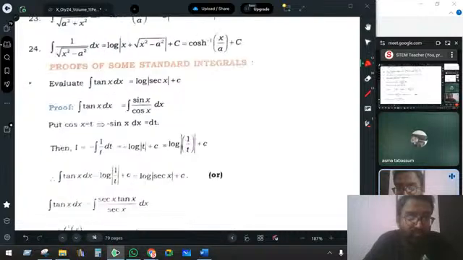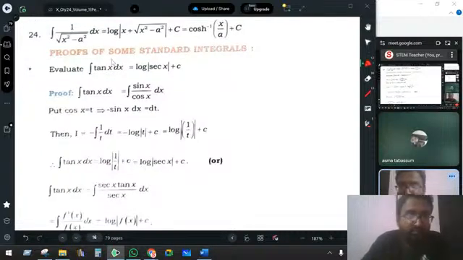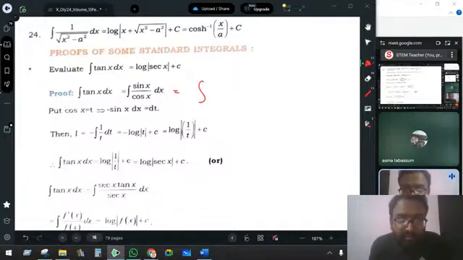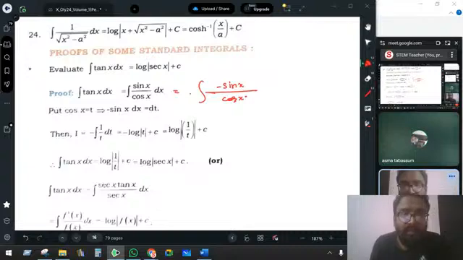These formulas are proven using some standard formulas. So see here, the integration of tan x equals the integration of sin x by cos x. What is the cos x derivative? Cos x derivative is minus sin x. Here the denominator is cos x, and its derivative is minus sin x, but we have only sin x. Keep one more minus outside, into dx.